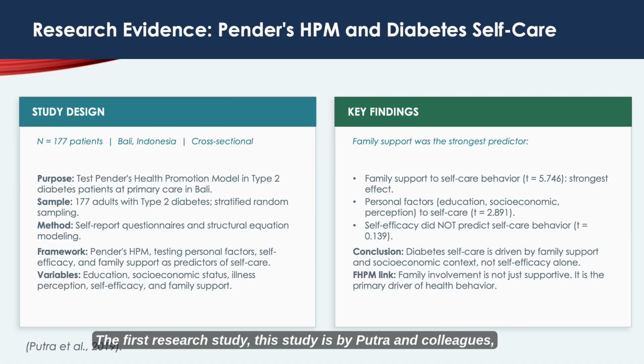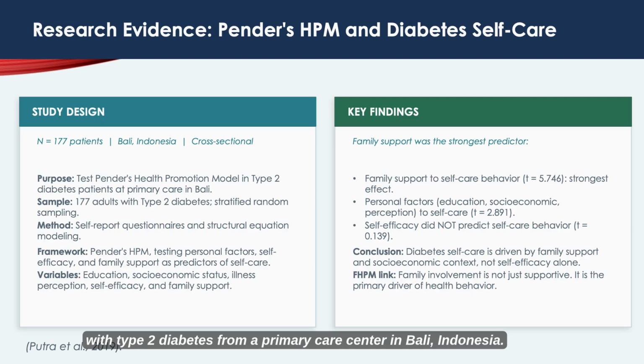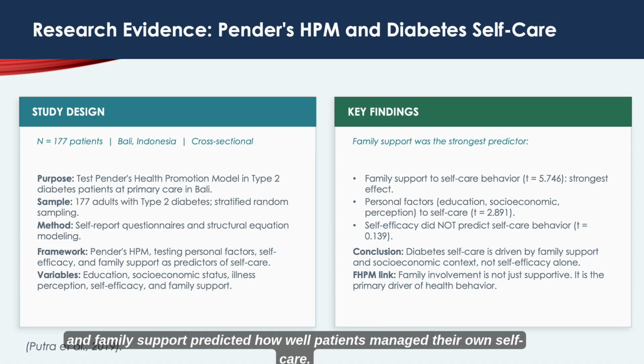The first research study, by Pocha and colleagues, published in 2018 in a nursing journal, applied the health promotion model to a real clinical population. The researchers studied 177 adults with type 2 diabetes from primary care centers in Bali, Indonesia. Using structural equation modeling, they tested whether personal factors, self-efficacy, and family support predicted how well patients manage their own self-care. The result was striking.